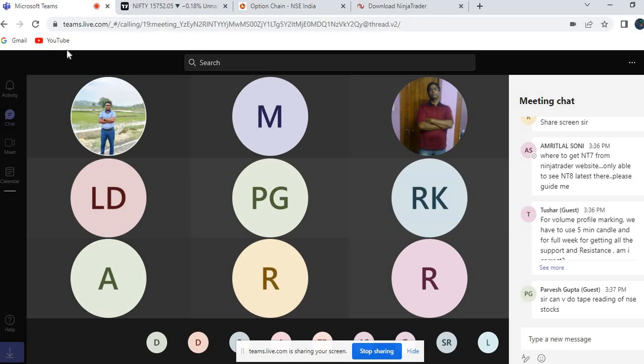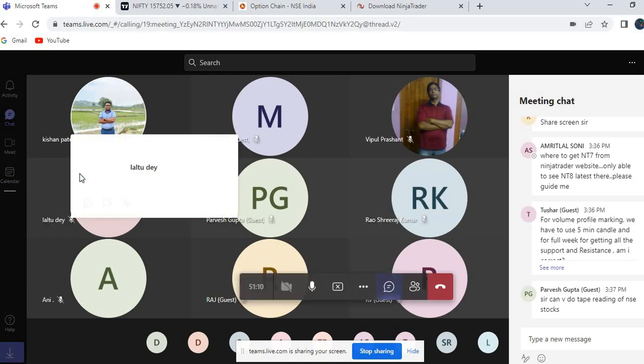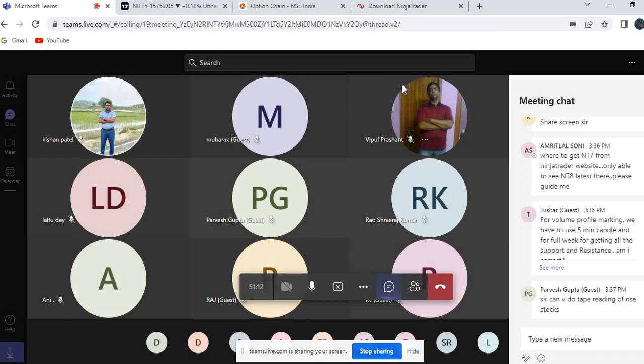Amrit Lal Soni. If it is clear, type yes.